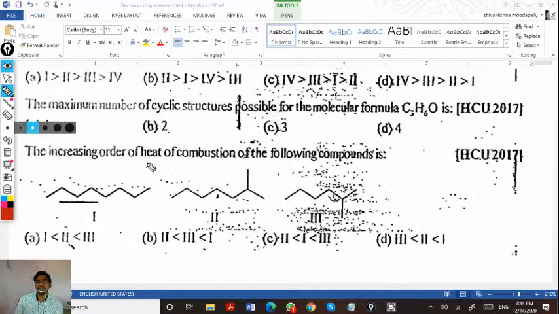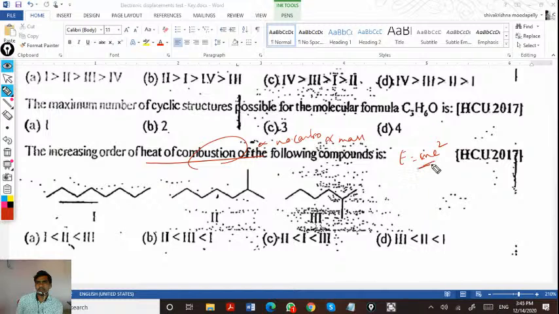Next, the increasing order of heat of combustion. Heat of combustion is directly proportional to the number of carbons, or you can also consider mass, E equals mc squared. As the mass is more, the energy released will be more. Okay, Einstein's theorem. In simple ways also you can see, if you require more flame, what are you going to do? You require more fuel. You're going to burn more wood, so that you can get more heat or more flame.